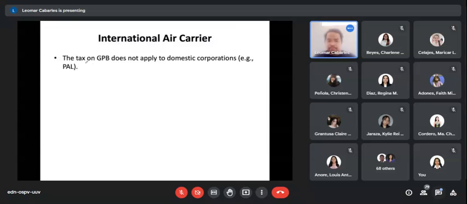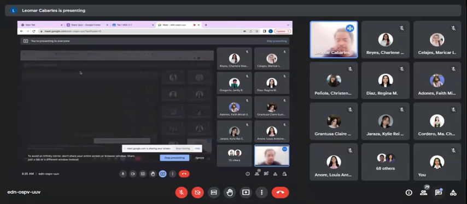So hindi applicable ang GPB sa mga domestic corporation like PAL. Dalawa lang naman yung domestic airline natin. Si PAL at si Cebu Pacific. Ano sa tingin nyo ang taxation kay PAL at kay Cebu Pacific? Kasi hindi applicable yung GPB. Kasi GPB applies to resident foreign corp.